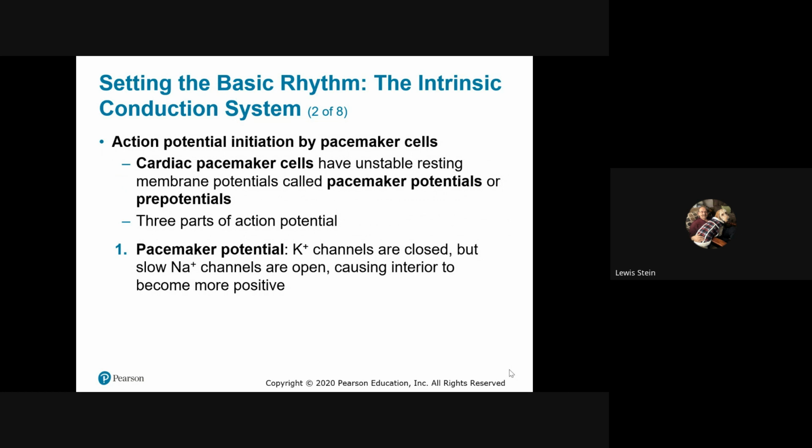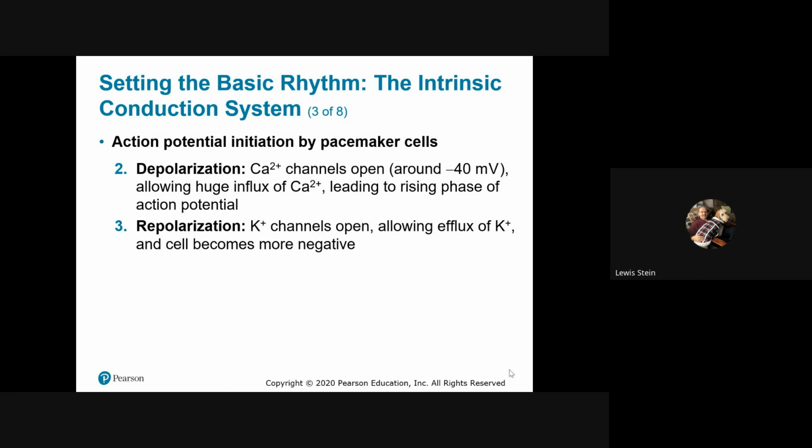So, what does it mean to have pacemaker potential? Even though the potassium channels are closed, that theoretically have reset the cell, there are slow sodium channels that are continuously open. So as you'll see graphically, even though it reaches its bottom, its resting membrane potential, it immediately starts to leak sodium into the cell, and it continually rises toward threshold at a fixed rate.